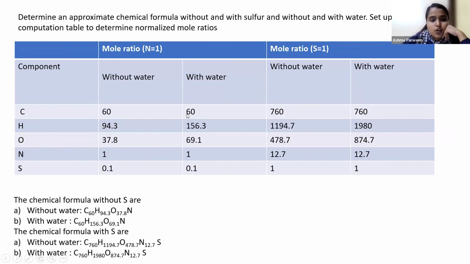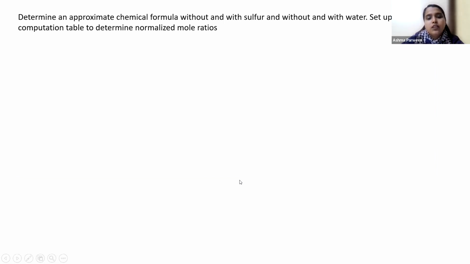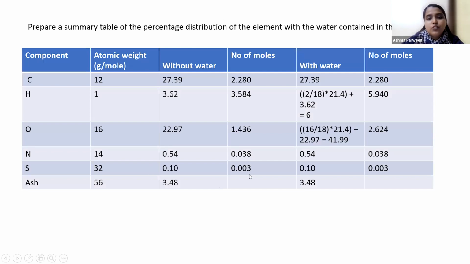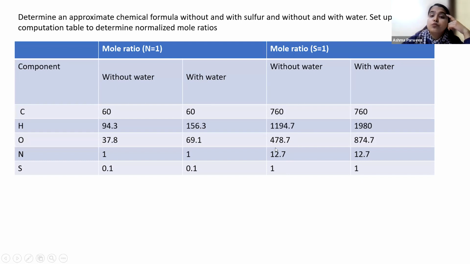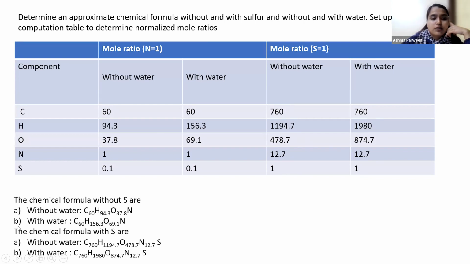With water we have this mole composition, and for sulfur, like we are considering sulfur here, so we will divide all these values by the number of moles of sulfur. Here we have 0.003 moles of sulfur for without water and for with water. So we will divide all the number of moles by 0.03 and we will get these number of moles without water and these number of moles of different elements with water. So our end formula is these. Like without water it is C60H94.3O37.8 and N.